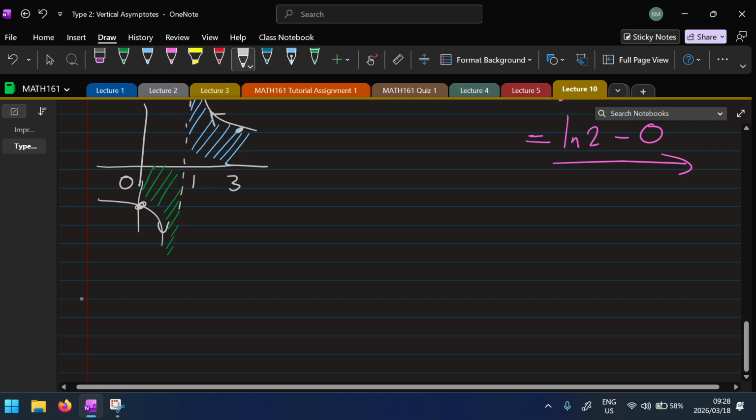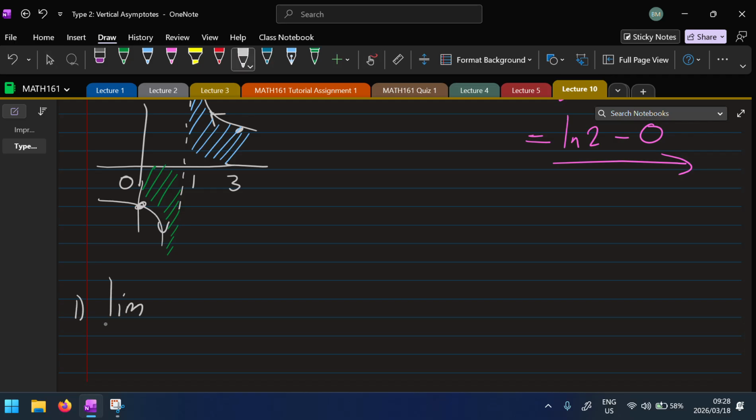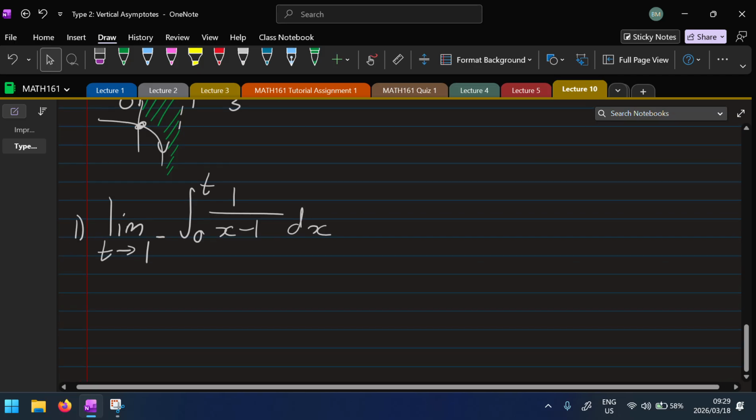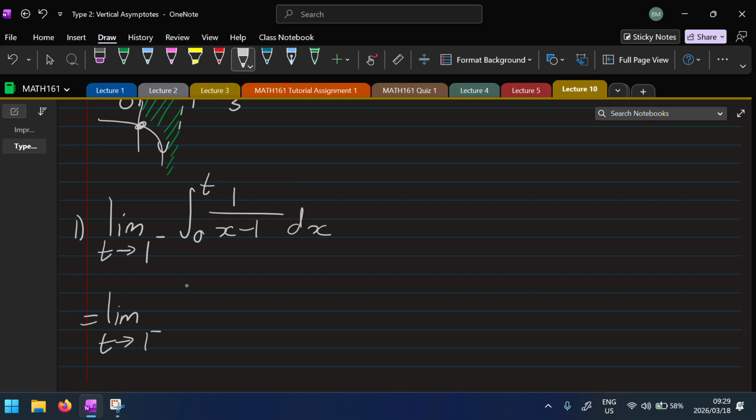That's the green one. This will be the limit as t goes to 1 minus, because we're on the left side of the asymptote, integral from 0 to t, 1 over x minus 1 dx. Okay, so again, this asymptote at t, we're on the left side, so it will be 1 minus. So this will be the limit as t goes to 1 minus. We do the integral as normal. So that will be natural log x minus 1. Everything's fine. 0 to t.